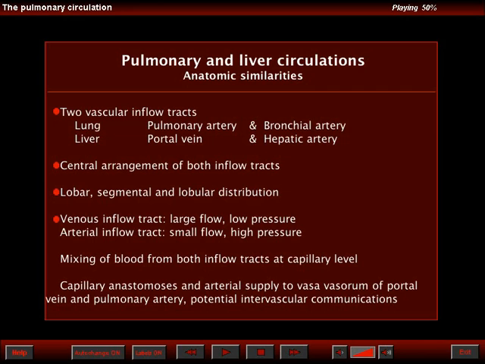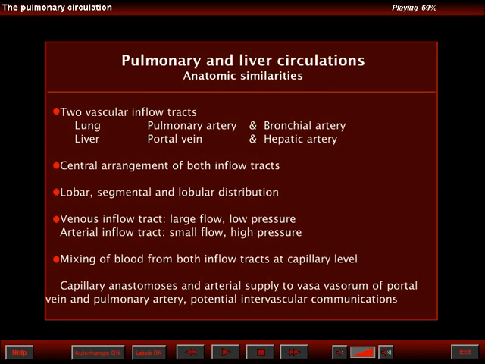The venous inflow tract has a large flow, low pressure system, which in the case of the lungs is the pulmonary artery, and in the liver, the portal vein. The arterial inflow tract is one that has a small flow, but at a high pressure. In the lungs, the bronchial arteries; in the liver, the hepatic arteries.